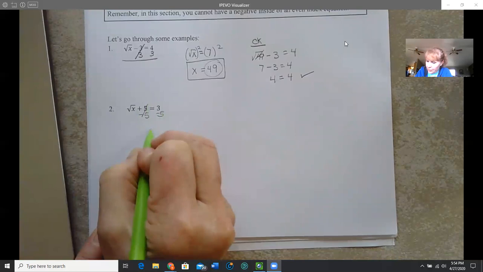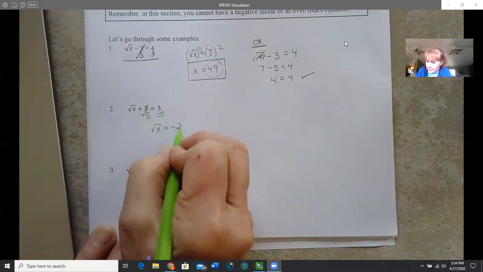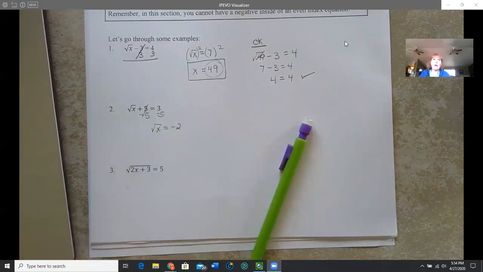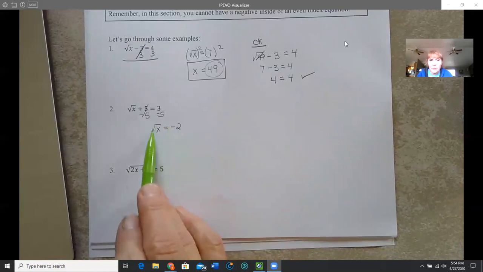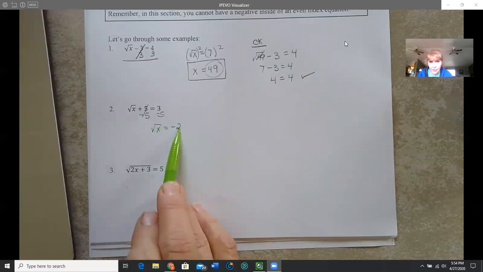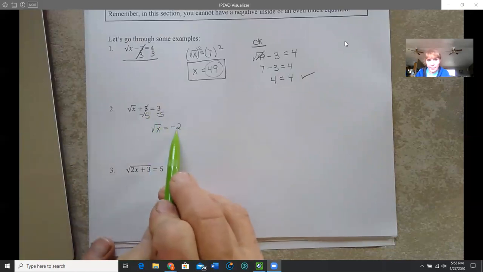So we end up with the square root of x equaling a negative 2. Now, some of you may say, okay, square roots or fourth roots or sixth roots will never be a negative. Remember, this is the principal square root. This means it has to be positive over here. But let's assume, okay, so it's actually no solution because you can't take a square root and get a -2.